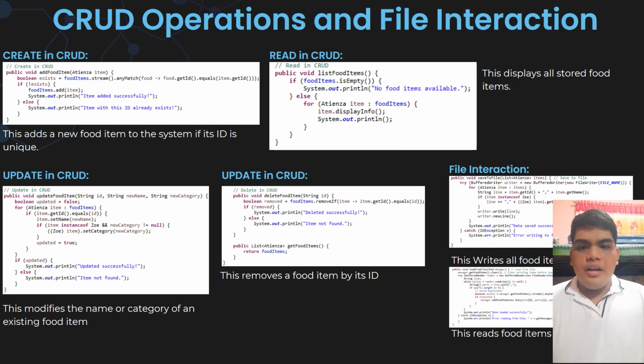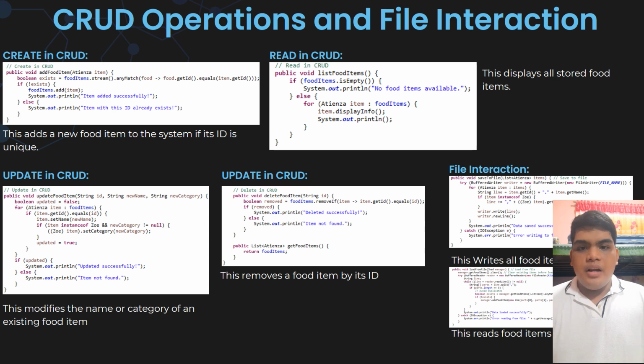Let's move on to the next slide, which is CRUD operations and file interaction. First is the create in CRUD. This adds a new food item to the system if its ID is unique. Next is the read in CRUD. This displays all stored food items. The third would be the update in CRUD. This part modifies the name or category of an existing food item. And finally, the delete in CRUD. This part removes a food item by its ID.